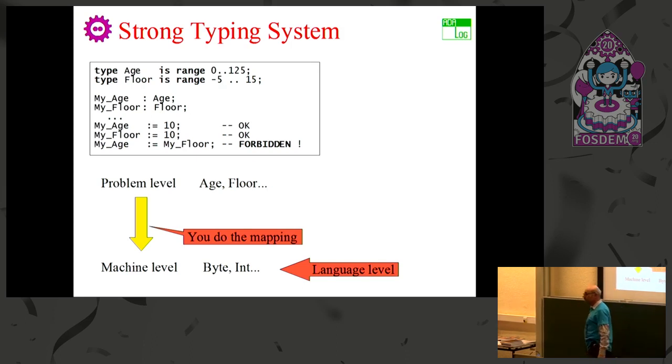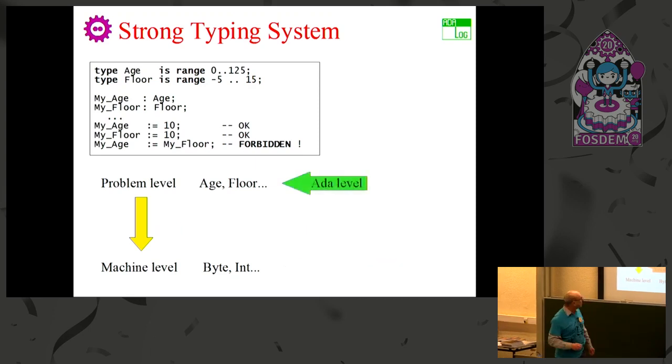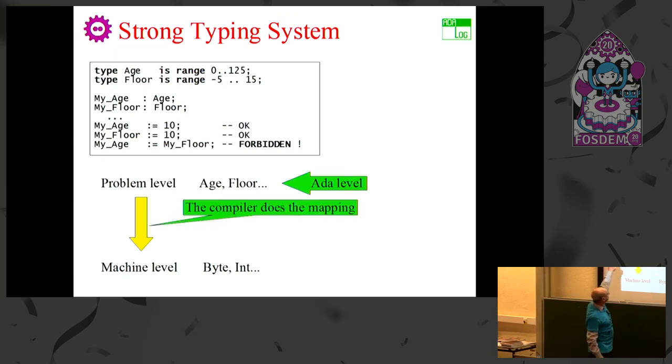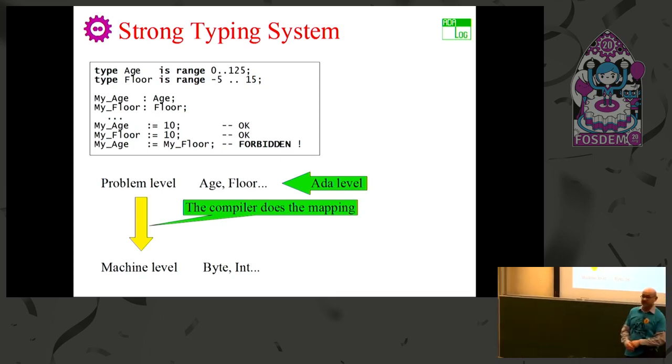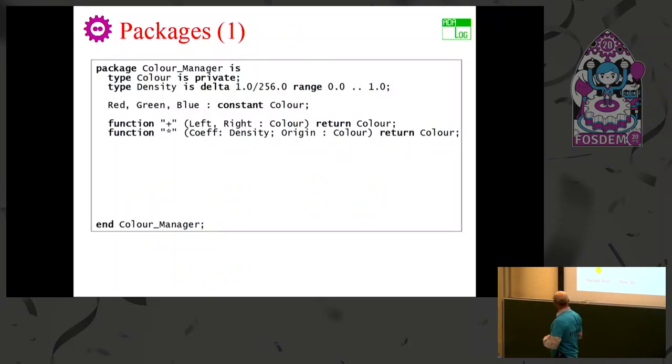With other languages, you have to do the mapping. Even with supposedly high-level languages like Java, C++, and so on, all the integer types you have are the machine types. So you have to do the mapping. The new thing with Ada is that Ada gives you access directly to that level, and therefore it's the compiler who does the mapping. It means that it relieves you from many portability problems, because that level is completely machine independent. Therefore, the compiler chooses, the compiler knows the machine, and it will always choose the appropriate representation for your types. But your types are, by nature, machine independent.